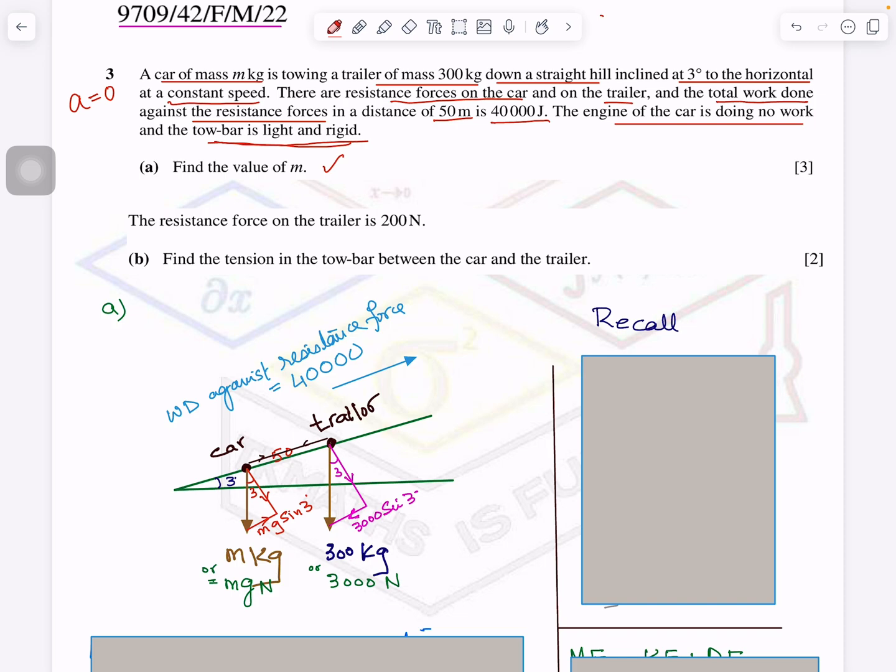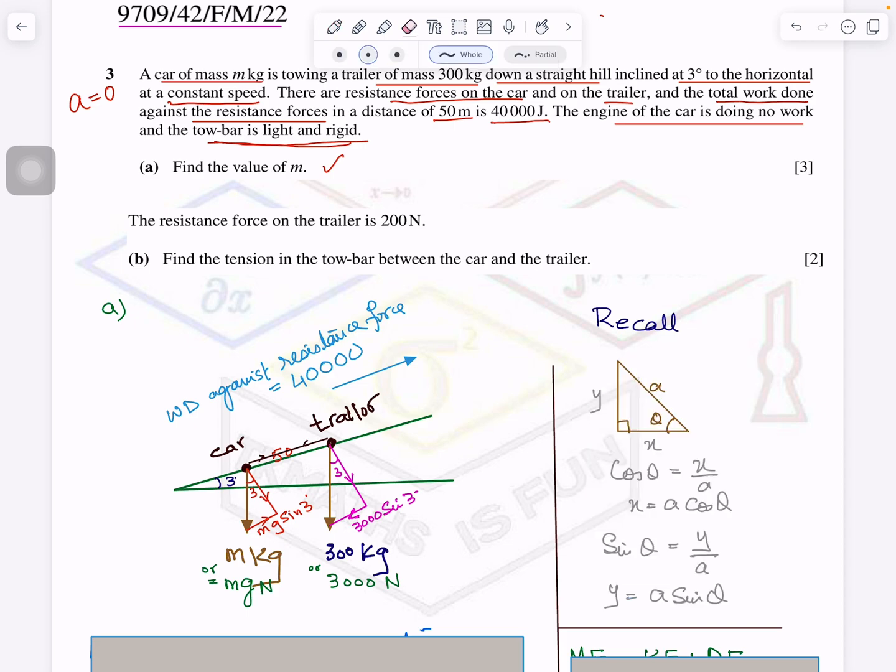The only thing you have to see here carefully, and I'm sure you understand, is how did I write here 300g sine 3 degree or mg sine 3 degree. So I've tried to explain to you here with the help of a basic concept of a right angle triangle. So you can see here, if your hypotenuse is, in this case your hypotenuse is what? 300 kg, the weight of the trailer. And this is the m kg, the weight of the mass.